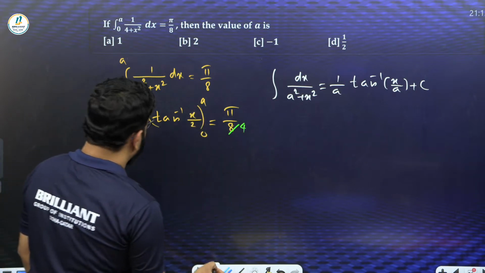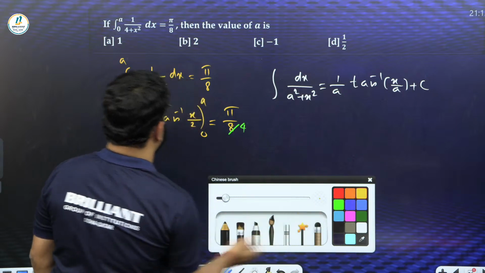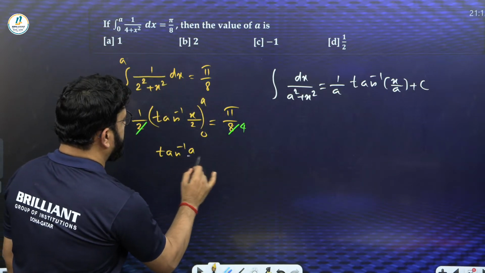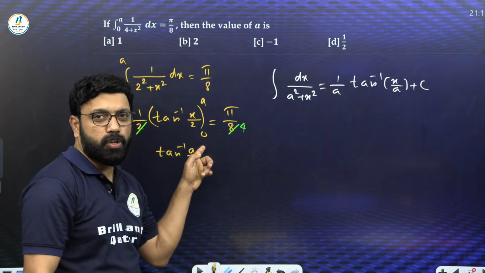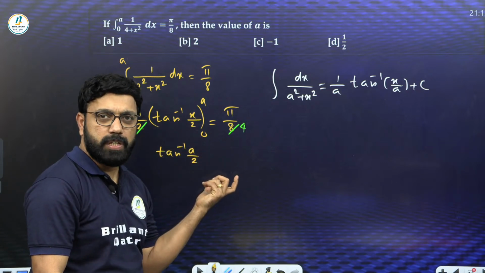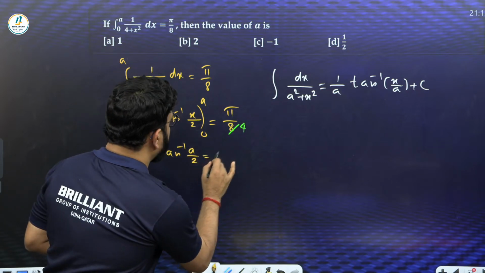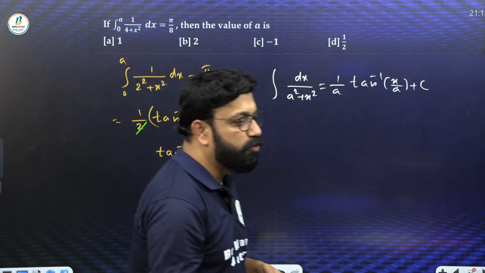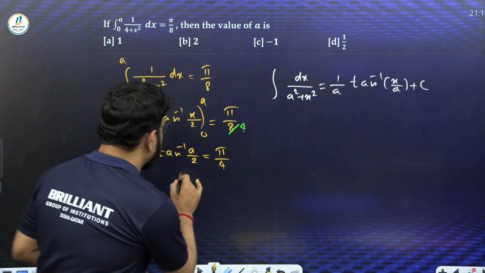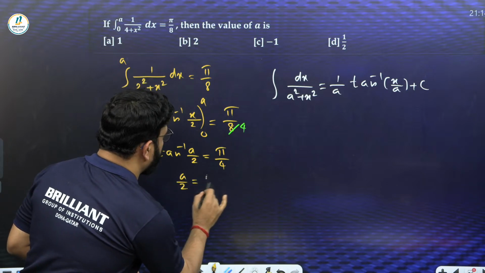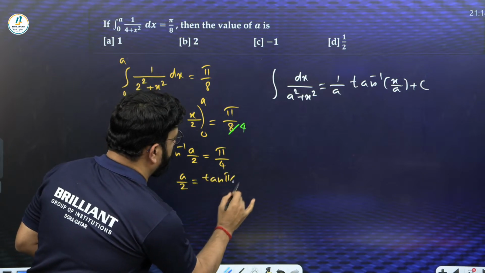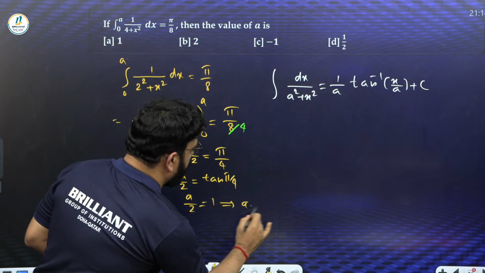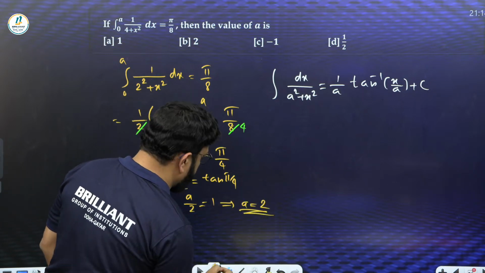Then here tan inverse of a by 2 minus tan inverse 0. Tan inverse 0 is 0 itself, no need to write. That equals pi by 4. So tan inverse a by 2 equals pi by 4. Then what is a by 2? A by 2 equals tan pi by 4, or tan 45 degrees, which is 1. Therefore, a goes to 2. 2 is the right answer.